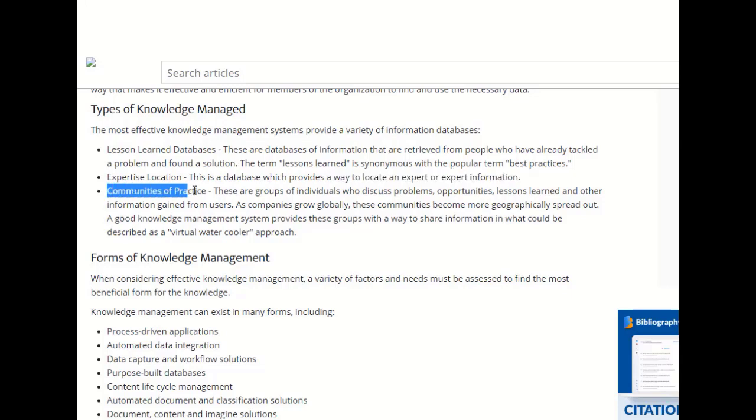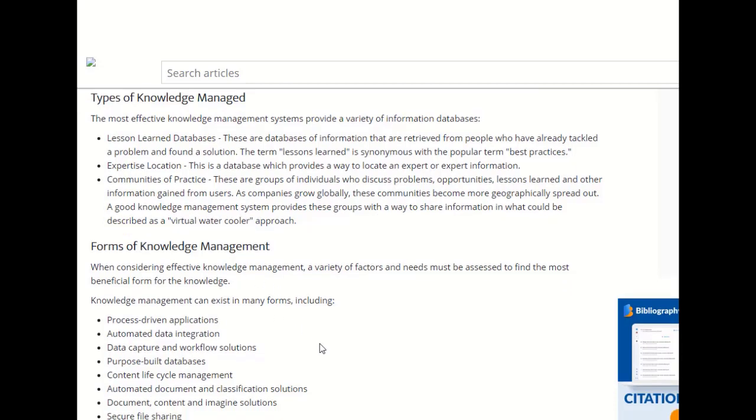Then we have communities of practice. These are groups of individuals who discuss problems, opportunities, lessons learned, and other information gained from users. As companies grow globally, these communities became more geographically spread out. So it's stated here, a good knowledge management system provides these groups, the three types of knowledge managed, with a way to share information in what could be described as a virtual water cooler approach.